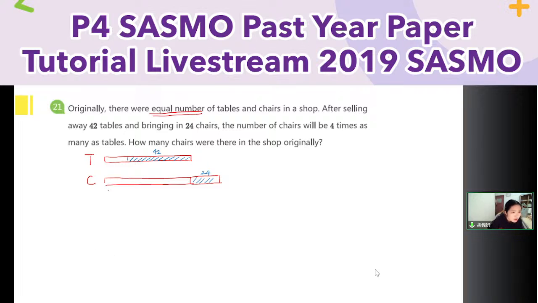In the end, the table only got the black space, because it sold away 42, right? So in the end, only the black space. And then, after bringing in the chair, in the end, we have the black space for the chair. And now we know that the number of chairs will be 4 times as many as table. So that means this is 1 unit, right? This is 1 unit.